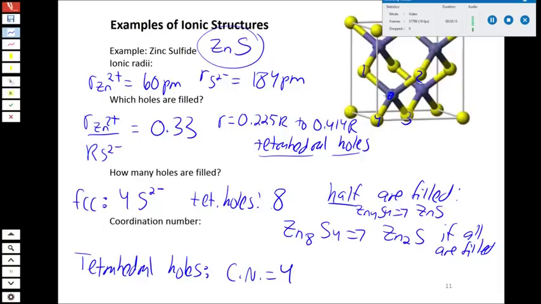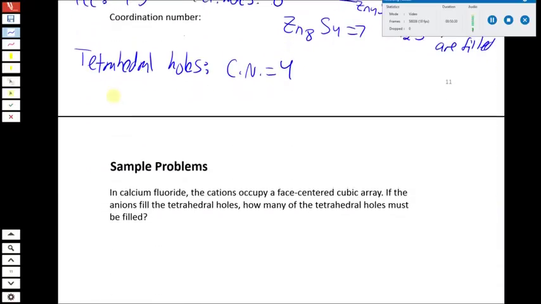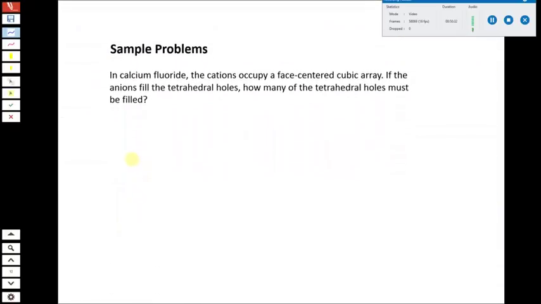So, any questions on these 3 structures? Again, these are just examples to show how we can use radius ratios to predict, and how we sometimes have to use the formula of the compound to predict whether we fill all or just some of the holes. Any questions on that? So let's look at a couple of example problems that you might see similar ones on homework assignments or exams. Let's go to the calcium fluoride structure now.